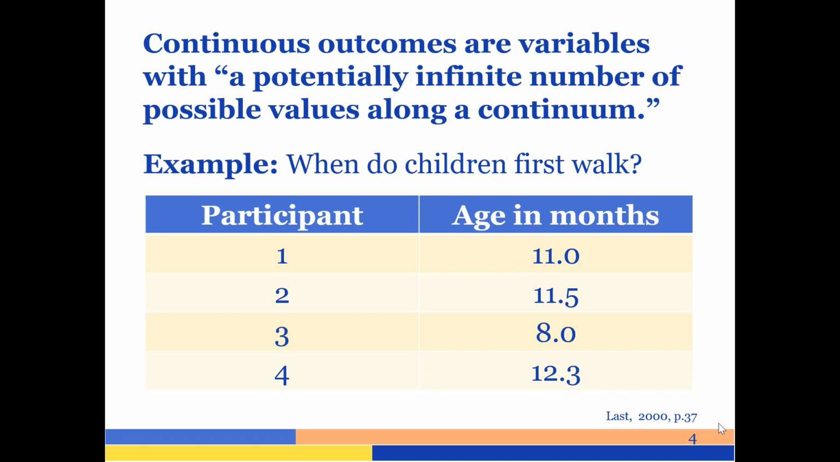Let's start with continuous outcomes. These are variables that run along a number line, including fractions and decimals, which gives it a feature you see in this definition where it says a potentially infinite number of possible values. The example here asks, when do children first walk? You can see there are an infinite number of possible values for age and months. Another example could be exact height or weight, as these values would run along a continuum or a number line and could be any value.